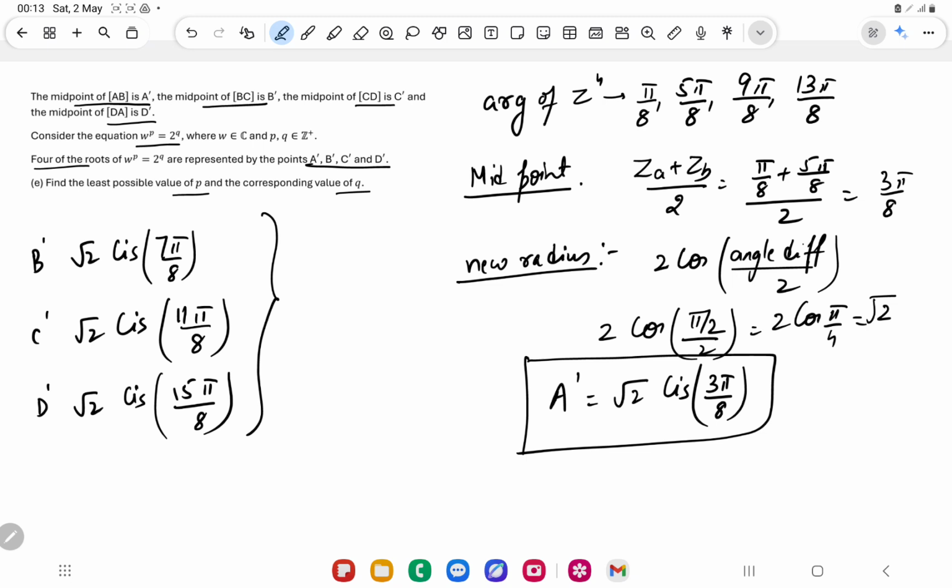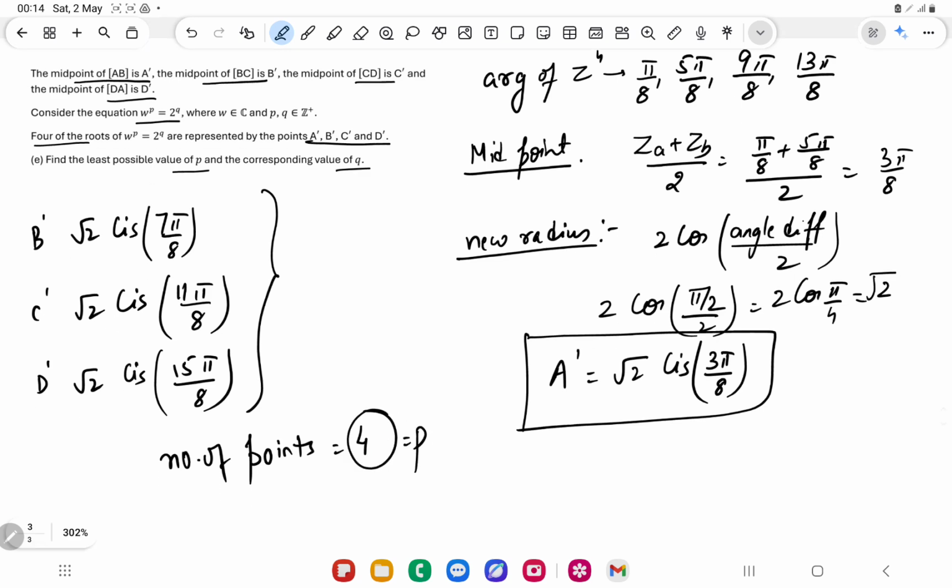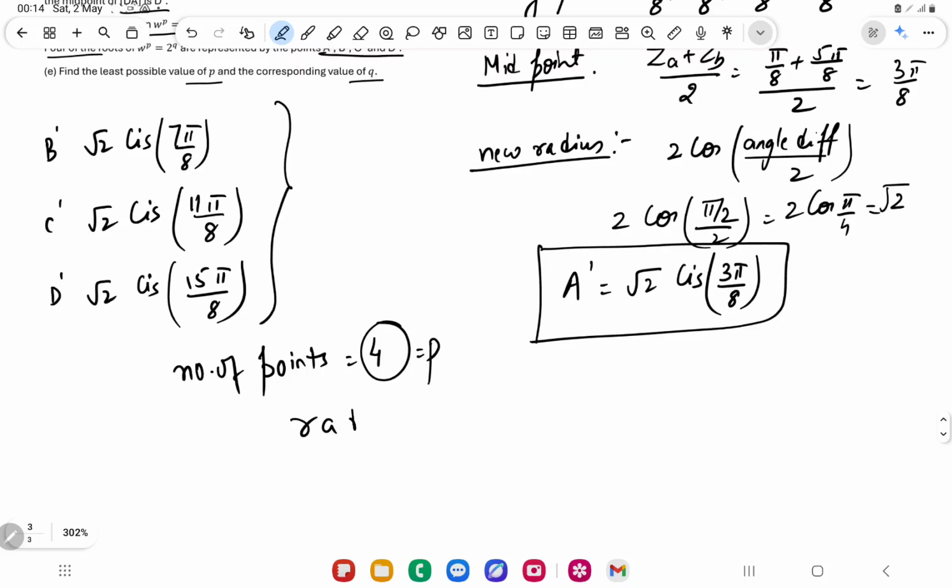So now the very important point is that the midpoints of a regular polygon will always lie on a smaller circle with the same center, and it is rotated by half a step. So the number of points, I can write, are 4 here, which is nothing but my p value. And if you look at the radius, the radius is root 2, that is 2 to the power 1 by 4, which will give me my q value.